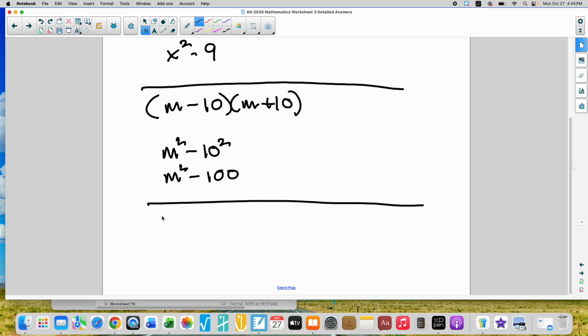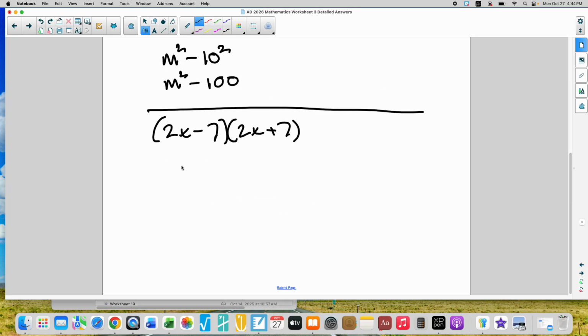And even if it gets very complex, like 2x minus, let's say, 7 and 2x plus 7. Those are conjugates. So your a is 2x quantity squared minus your b value squared. 2x squared is 4x squared minus 49, way faster than double distributing. Okay, so that's with conjugates. That's the shortcut for conjugates.